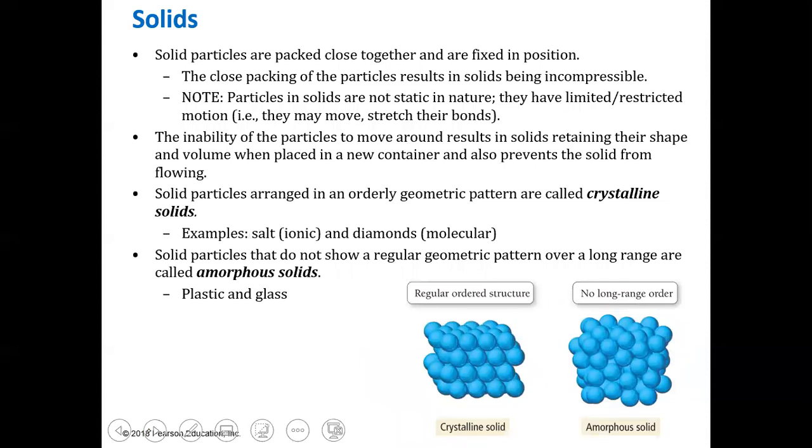Okay, solids. Solids are practically immobile. Their particles are packed close together and are in fixed positions. The close packing results in them being incompressible. But it's good to know that they are not completely static in nature. They do move a little bit.